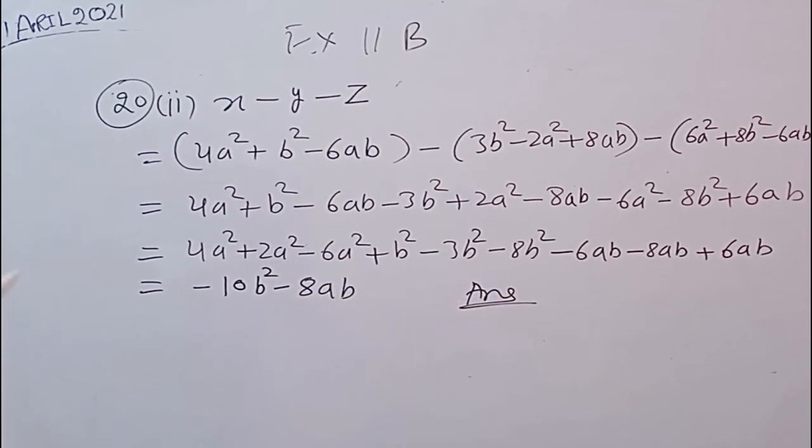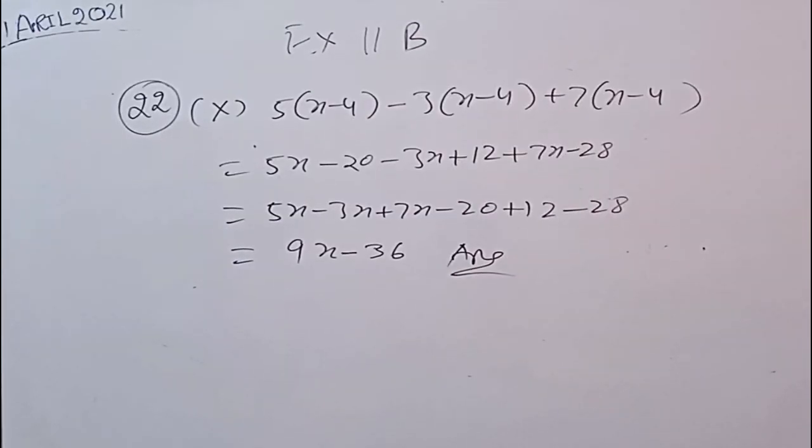4a square plus 2a square give 6a square positive, and the minus 6a square cancel each other. Plus b square and minus 3b square and minus 8b square give minus 10b square. Minus 6ab plus 6ab cancel each other, we get minus 8ab. So your answer is minus 10b square minus 8ab. So in that manner you will do question number 20 second part.